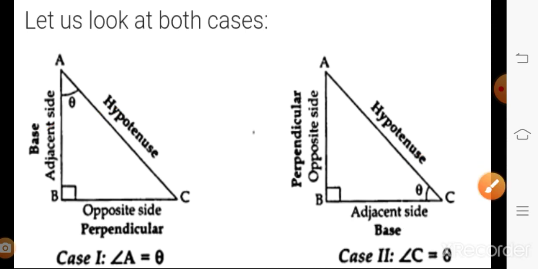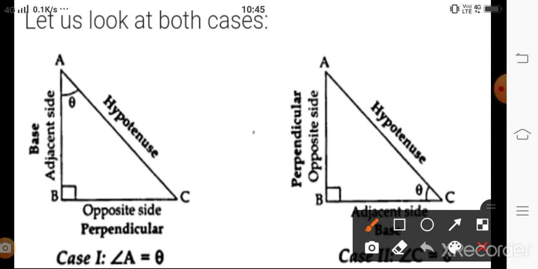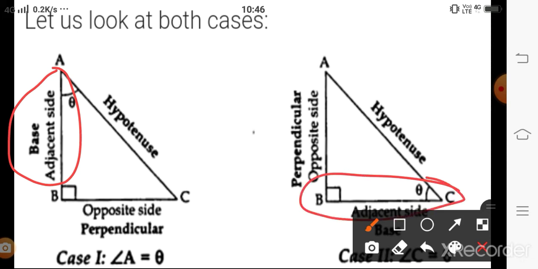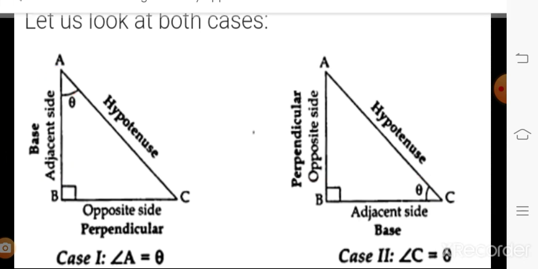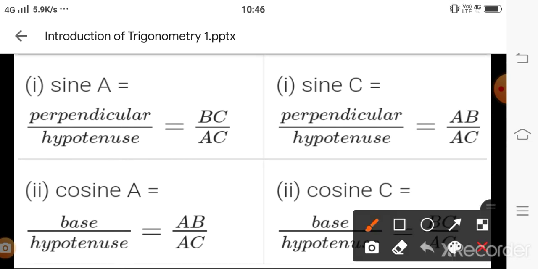For the first one, the opposite side we get is BC, but in the second one the opposite side is AB. The adjacent side is AB in the first diagram, but in the second diagram BC is the adjacent side. Because in the first one we are considering angle A and in the second one angle C, the values we get are different.